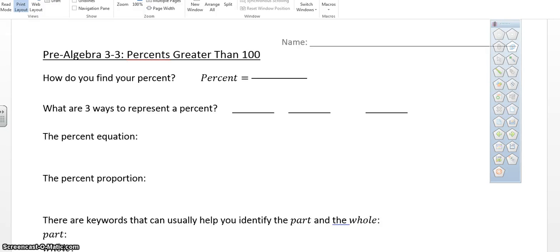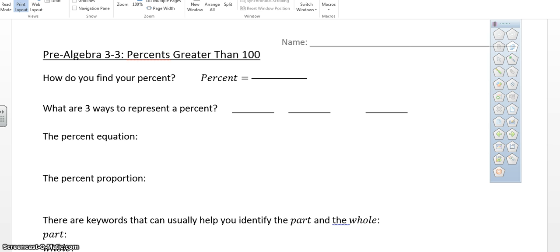Today we are going to learn about lesson 3-3. This lesson is about percents greater than 100. We've been learning a lot about decimals, but we're also going to spend time learning about percents in this topic. Now, this topic is, like I said, about percents greater than 100. Those are not typical percents.